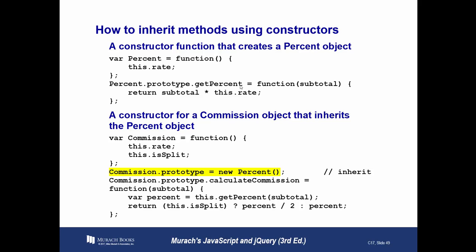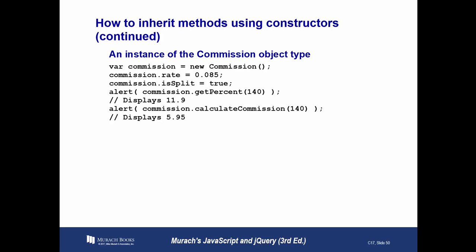First, the code creates a constructor named Percent, with a property named rate. Then it adds a single method named getPercent to the prototype. Next, the code creates another constructor named Commission with the properties named rate and isSplit. The code adds a calculateCommission method to the prototype. The rate property has to be defined again in the Commission constructor, even though it's defined in the Percent constructor, because it isn't defined in the Percent prototype, so it's not automatically inherited. And then the last example here shows how to use the Commission constructor. Again, as mentioned, pretty heavy stuff.